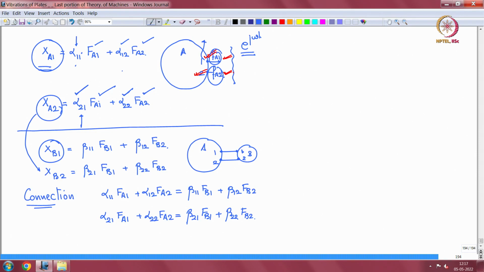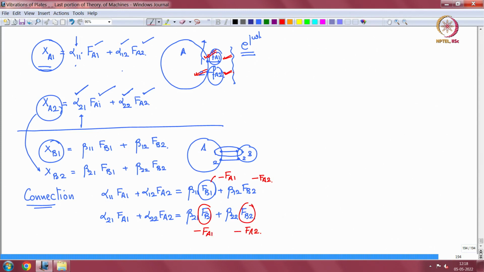Now the forces here are internal. So FB1 is equal to minus FA1, and FB2 is equal to minus FA2. Same here: FB1 is minus FA1, FB2 is minus FA2.